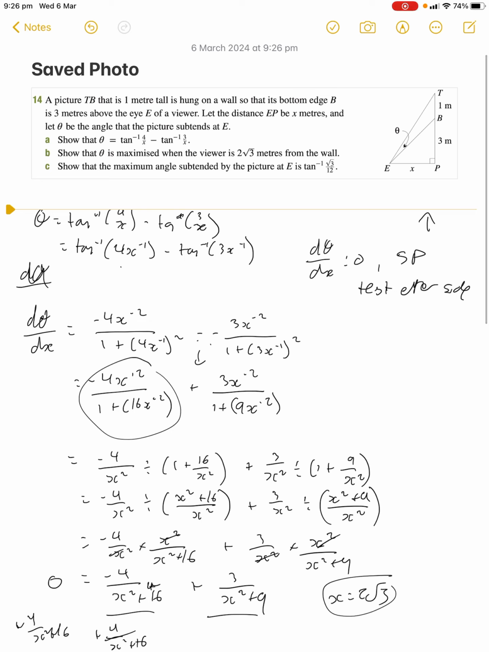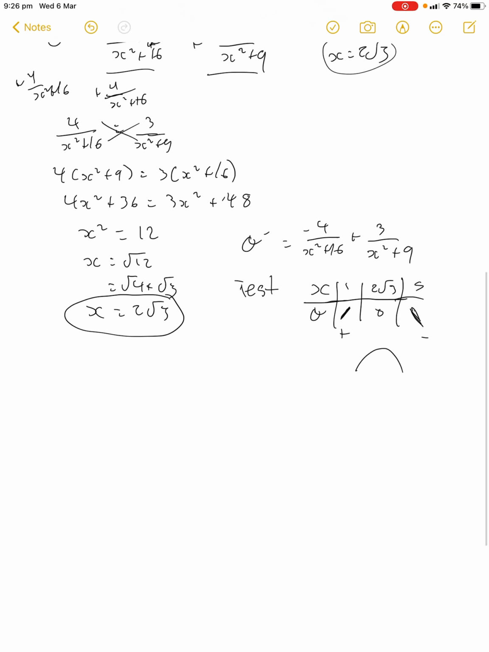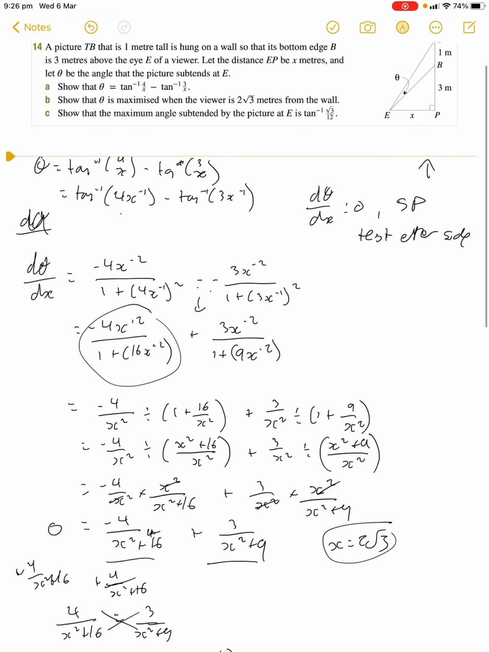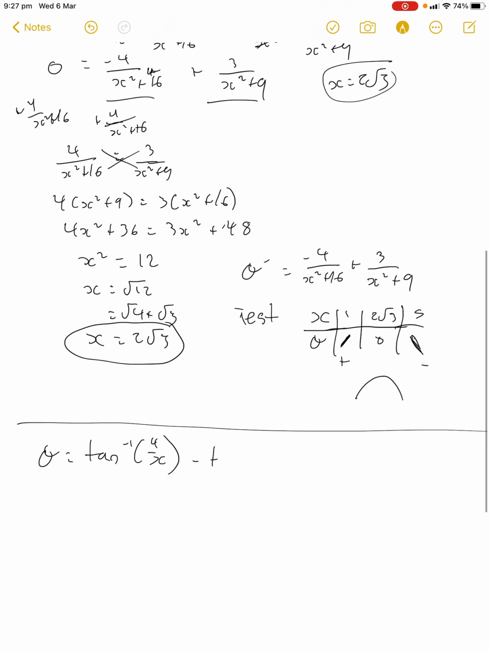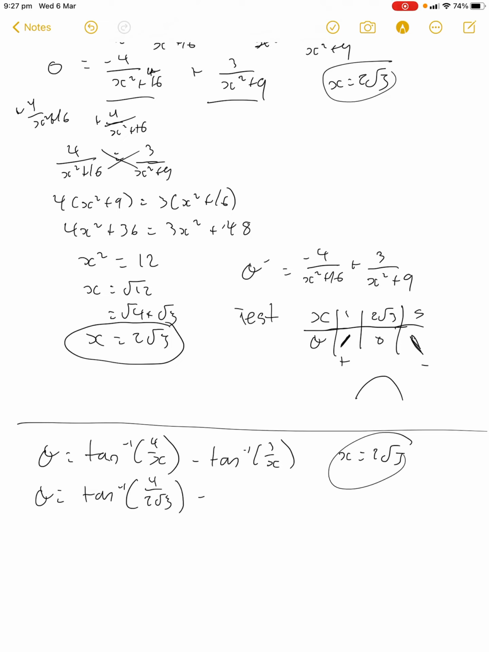The final step is asking me to show that the maximum angle subtended by the picture at E is the inverse tan of root 3 over 12. So it can be a little bit deceptive here. I've got my expression for theta here, inverse tan of 4 over x minus inverse tan of 3 over x. I've got that maximum value for x. What I'm going to do here is substitute this value in: inverse tan of 4 over 2 root 3 minus the inverse tan of 3 over 2 root 3.